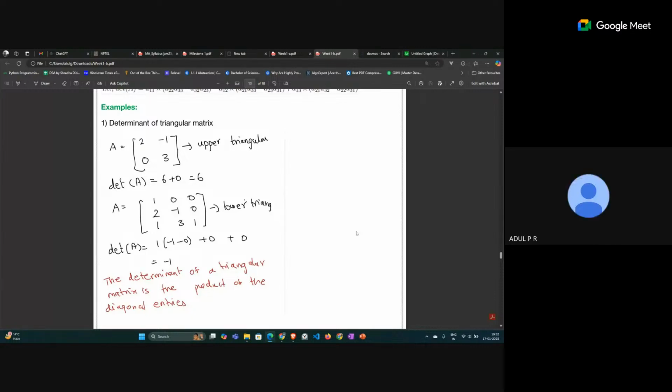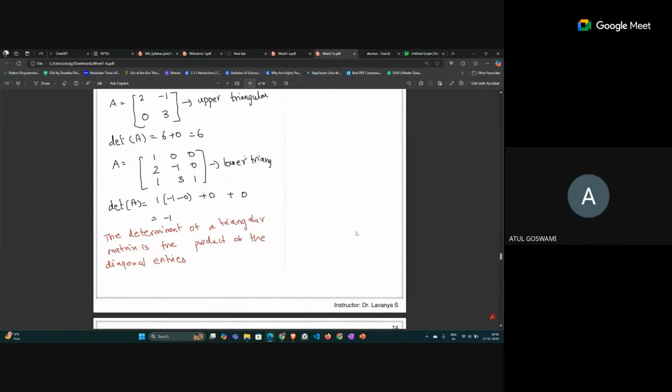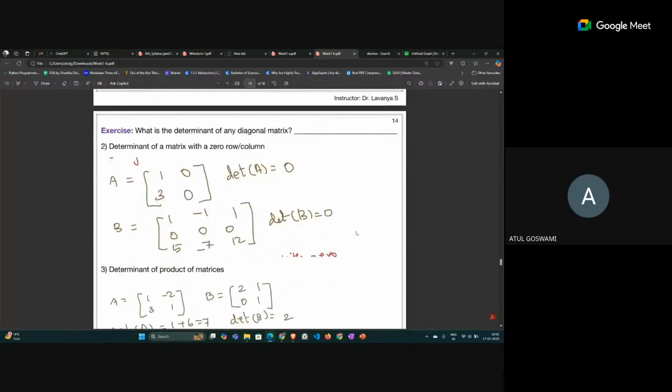Multiply the diagonals. Diagonal multiplication. Product of diagonal elements. Yeah, multiplication of diagonal entries. Okay, and this is the first property. So from that, we can find the determinant of a diagonal matrix as well, right? Because there are only diagonal entries, so we can multiply them to find the determinant.